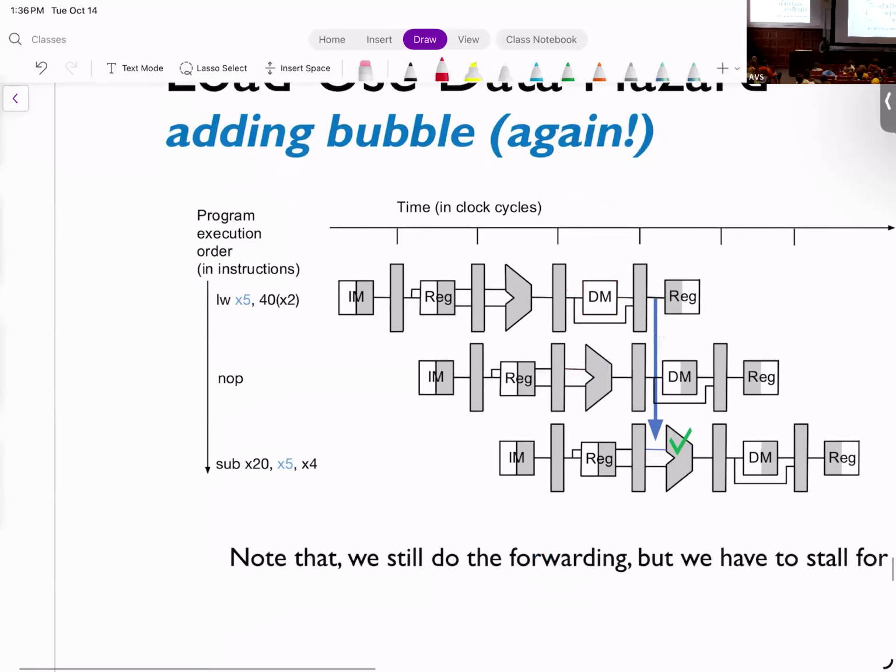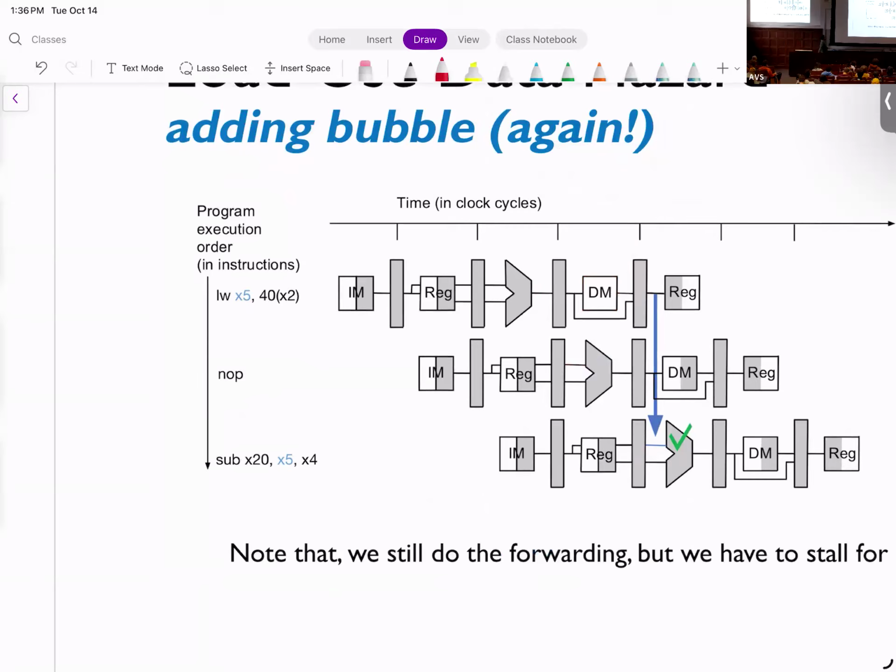So essentially it would look something like this: your load now has the correct value here, the value goes here, then you forward it to your ALU operation and you're good to go, okay? So you still do the forwarding for load-use, but you still need to stall for one cycle. If you didn't forward, then you had to go back to the 2-cycle stalling that you had before.